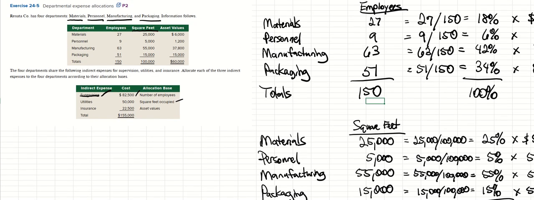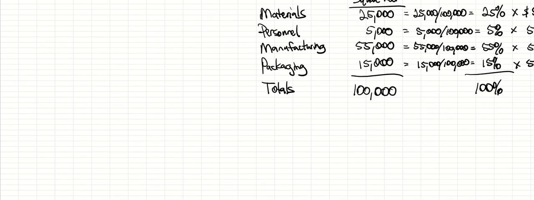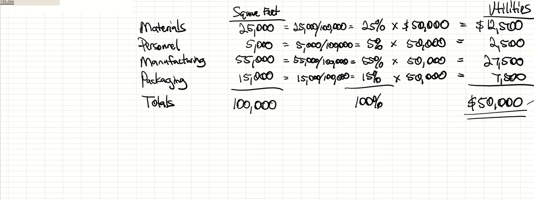Okay, so I go back here to the exercise. I'm just going to draw a line through utilities. That lets me know that I've taken care of allocating the full $50,000 to all four departments. Lastly, we got insurance, a total of $22,500. The allocation base is going to be asset values. So I'm going to just do the rinse and repeat.